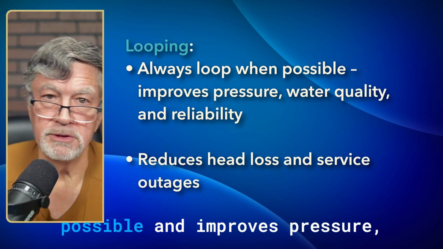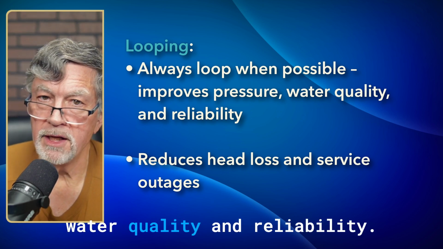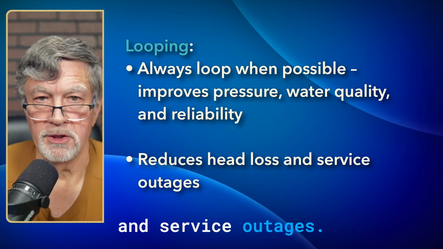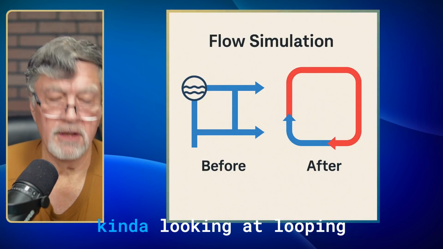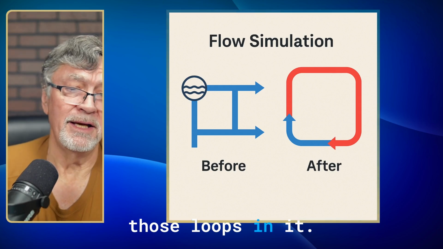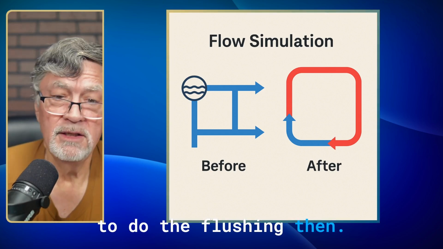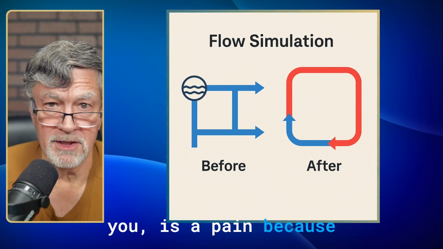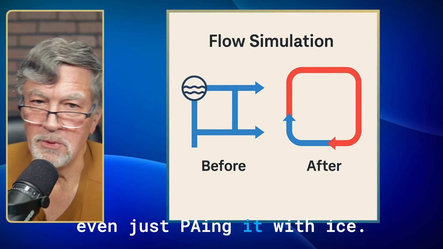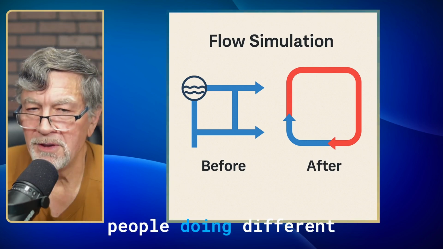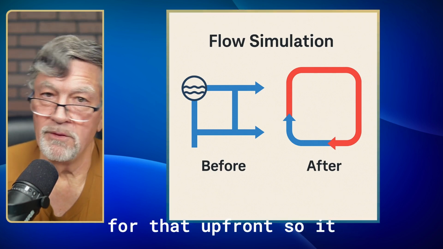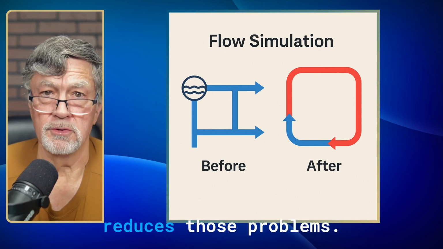Always loop when possible. It improves pressure, water quality, and reliability. It reduces head loss and service outages. This is just looking at the looping, before and after. So we want to build those loops in. You don't have to do the flushing then. And flushing, I can tell you, is a pain, because of going around, cleaning out the lines, and even pigging it with ice sometimes. I've seen people doing different ways to flush those lines. It's better if you're looped and you can plan for that up front, so it reduces those problems.